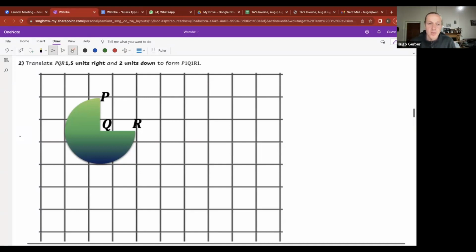Okay? We have shape PQR. You need to translate 1.5 units to the right and 2 units down.